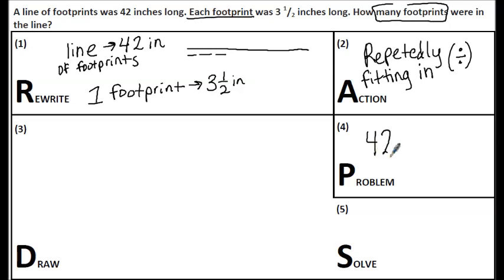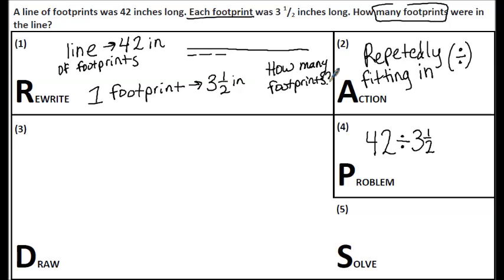So setting up the problem, we know that we have 42 inches. We always want to start with what we have. And then we are fitting in, or dividing, that line up into footprints that are 3.5 inches long. It's very important that we put the 42 first, because that's the amount that we have. We have the line, and we're dividing that line up into the size of the footprint that we have. And we want to know how many footprints were in that line.